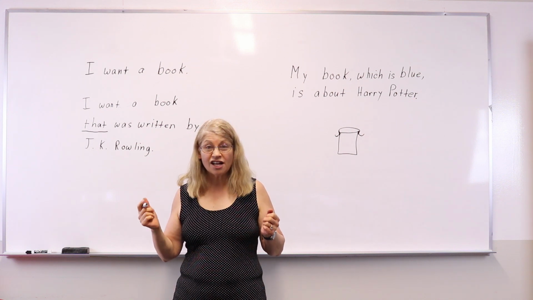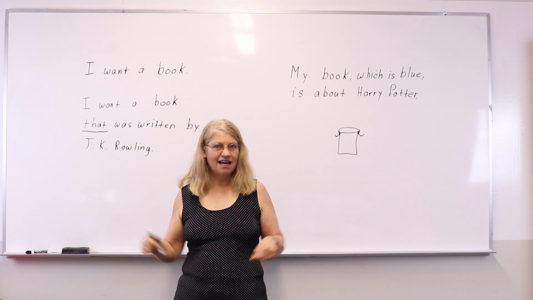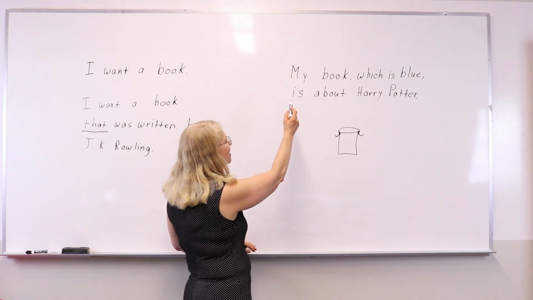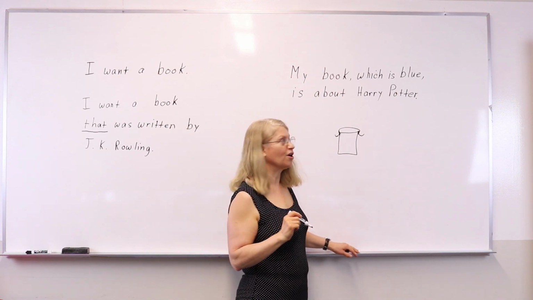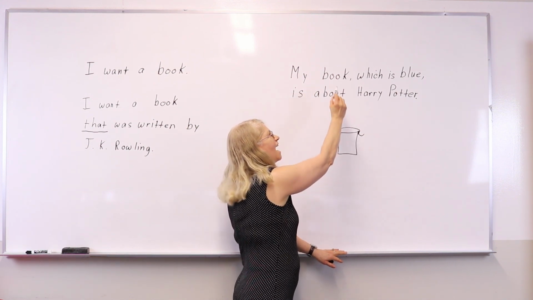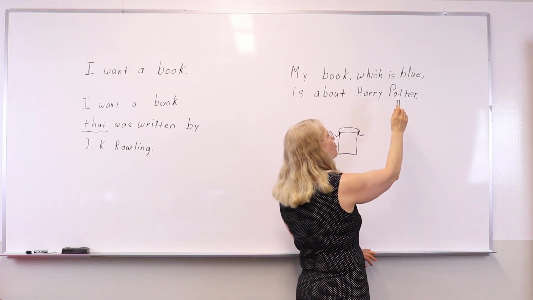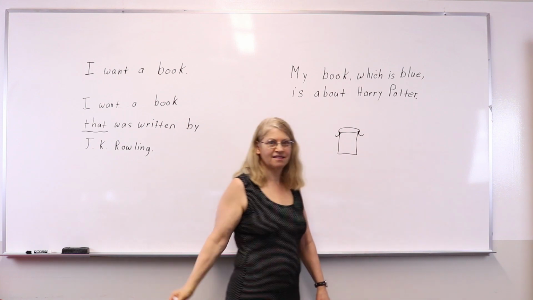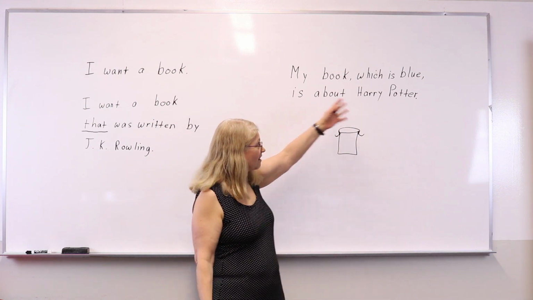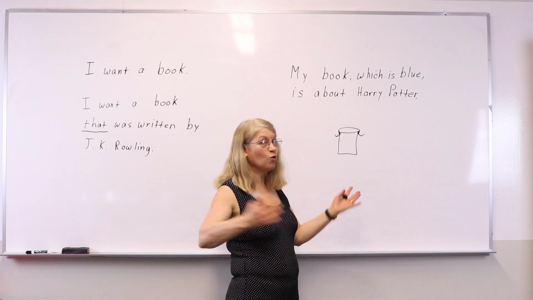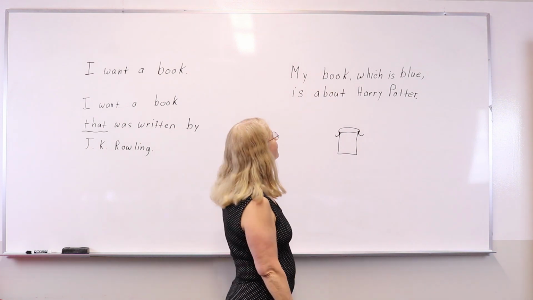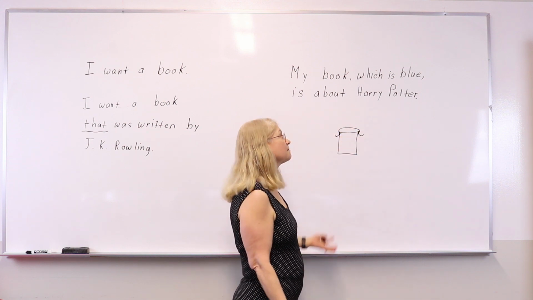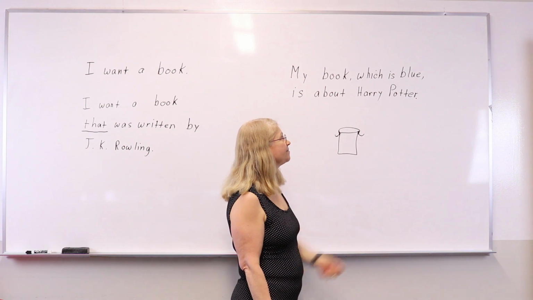Now, non-essential clauses require commas. I got a special trick for you all. Pay attention. Now, here is another sentence about a book. My book, comma, which is blue, comma, is about Harry Potter. Okay? Now, is there anything in this sentence that we don't need? Let's see now. My book, okay, which is blue, is about Harry Potter.